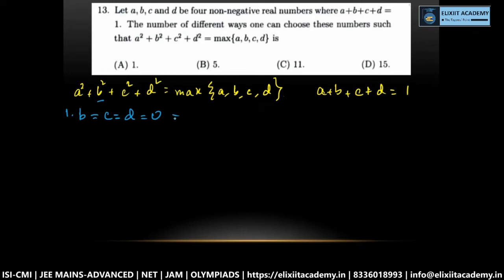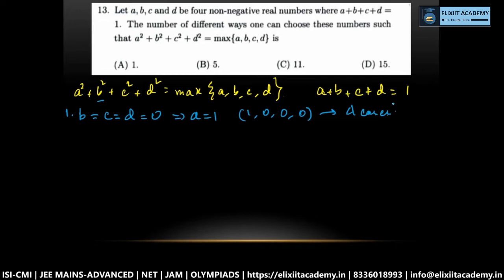In that case, A is equal to 1, right? In that case, you will have the tuple 1, 0, 0, 0. So there are 4 cases possible, right? Basically, why 4 cases? Because in this case, A is equal to 1 and the rest can be 0.